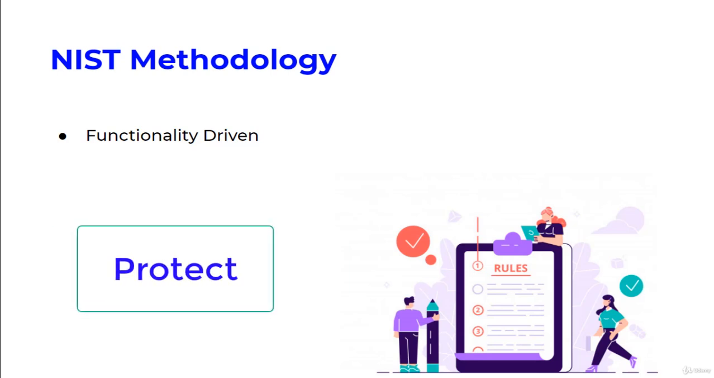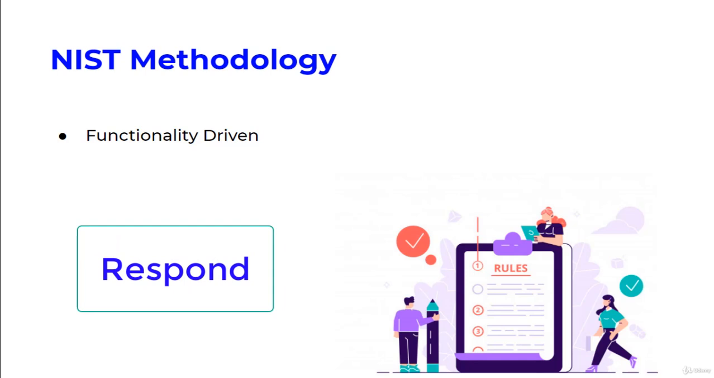Next is to protect. The protect phase is where you deploy safeguards to limit the impact of a potential cybersecurity event and includes both digital and physical protections. Next is detect. As the name implies, this function includes all the processes and procedures for detecting cybersecurity anomalies and making sure that those events are properly understood.